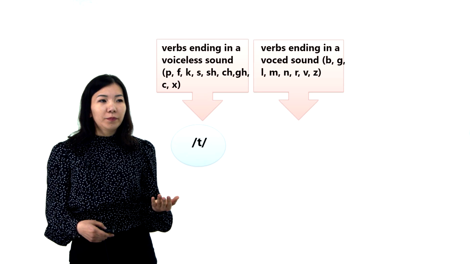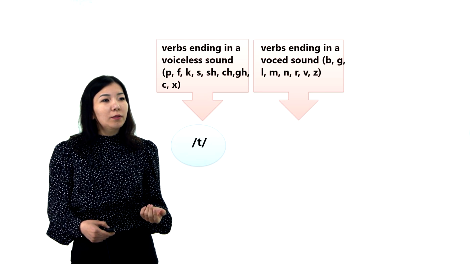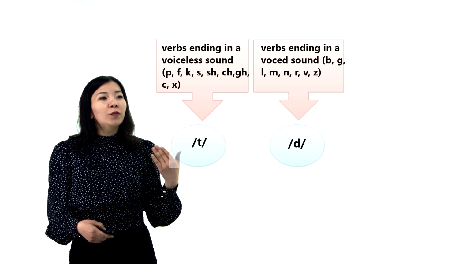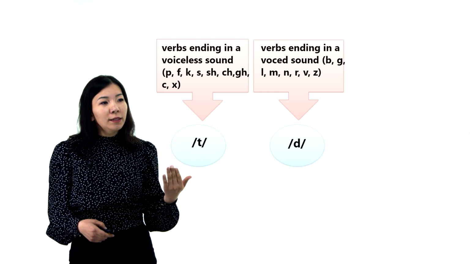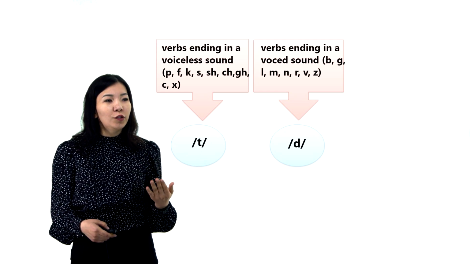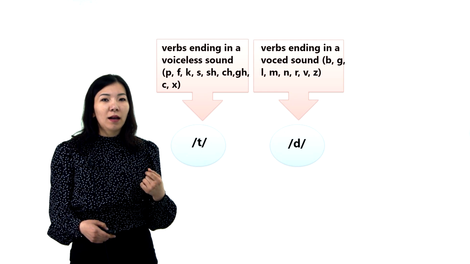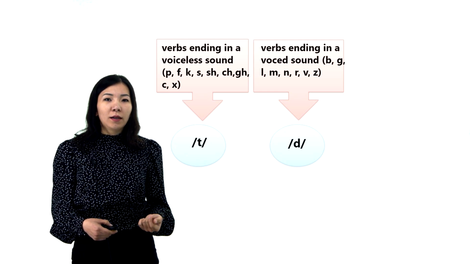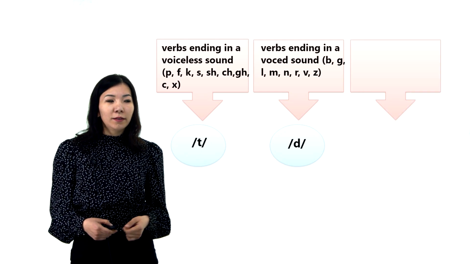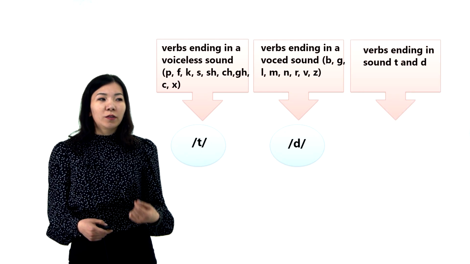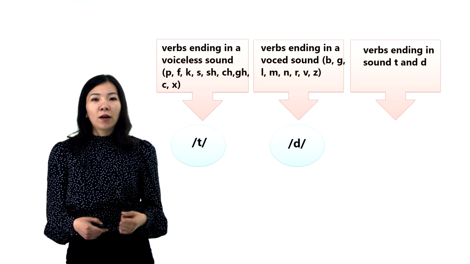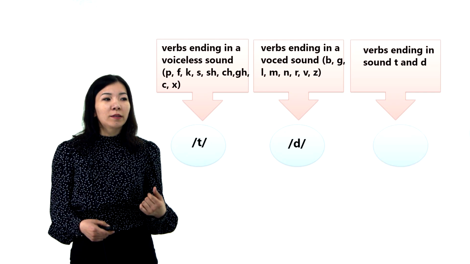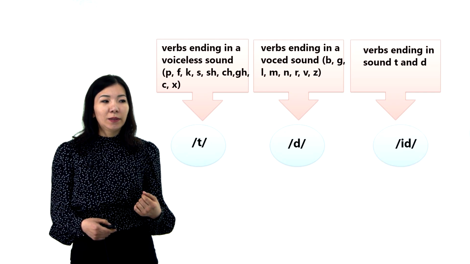And it's pronounced as d if the verb ends in a voiced sound like b, g, l, m, n, r, v, z. And lastly, when the verb ends in the sounds t or d, the -ed will sound as ed.